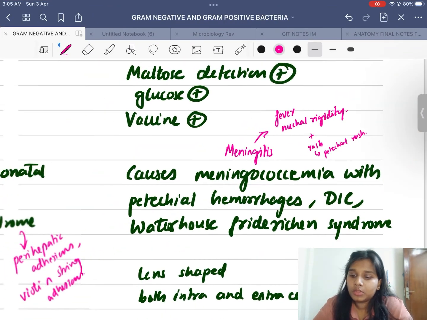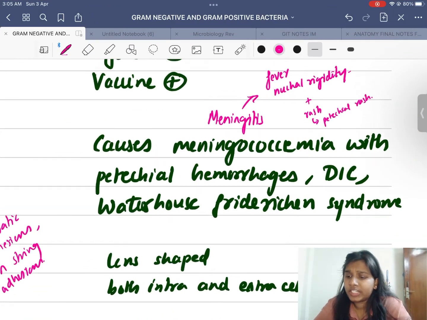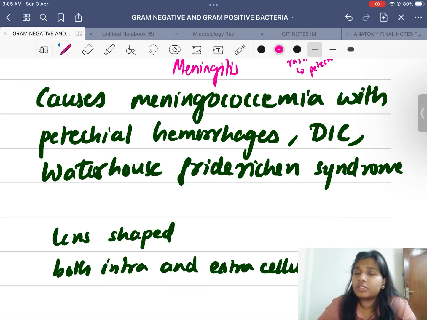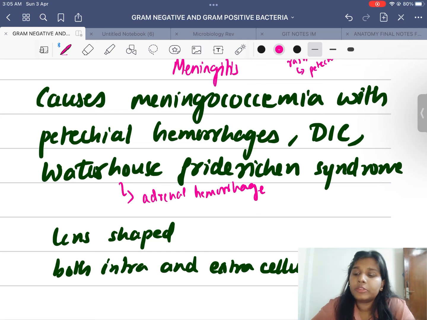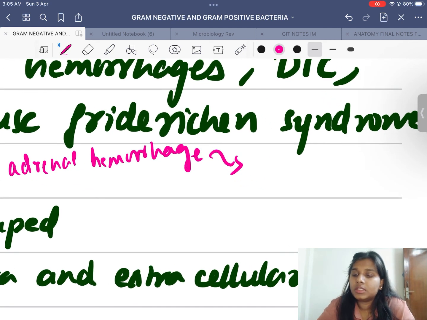Okay, now both of them, and then it also causes Waterhouse-Friderichsen syndrome. It also causes DIC. What is Waterhouse-Friderichsen syndrome? It is adrenal hemorrhage. Okay, adrenal hemorrhage causes basically the cortisol, the aldosterone will decrease.